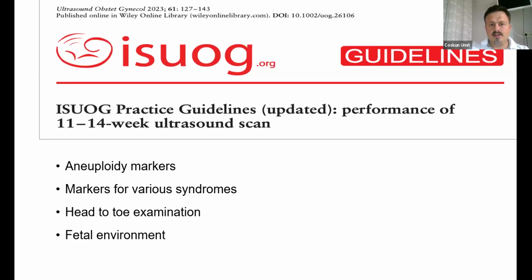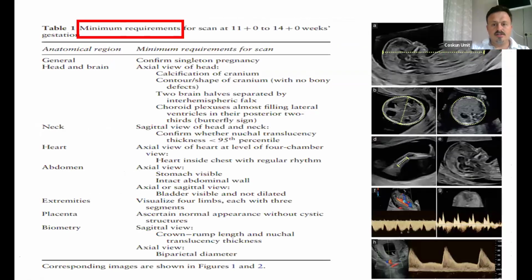The ISUOG guideline is very good, the updated guideline. It is very important to check for aneuploidy markers, syndromes, and fetal examination, and the fetal environment, placenta, amnion, and adnexal masses. This is the minimum requirement. We should always check these parts.